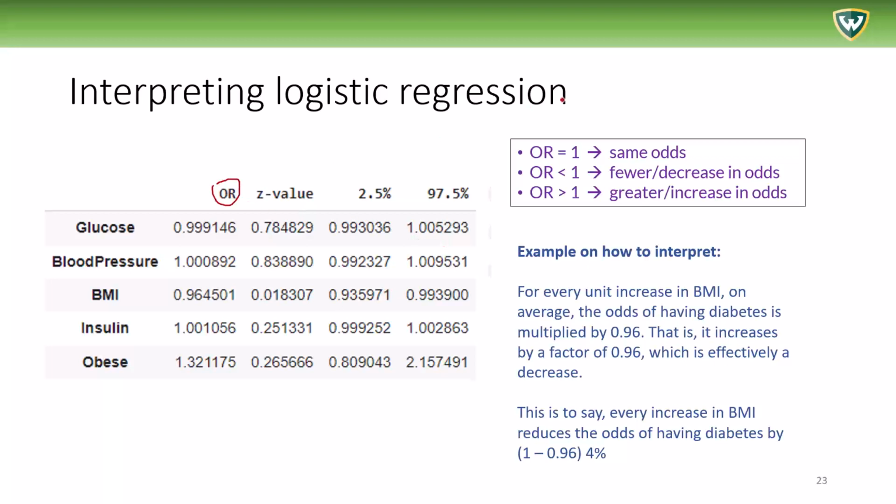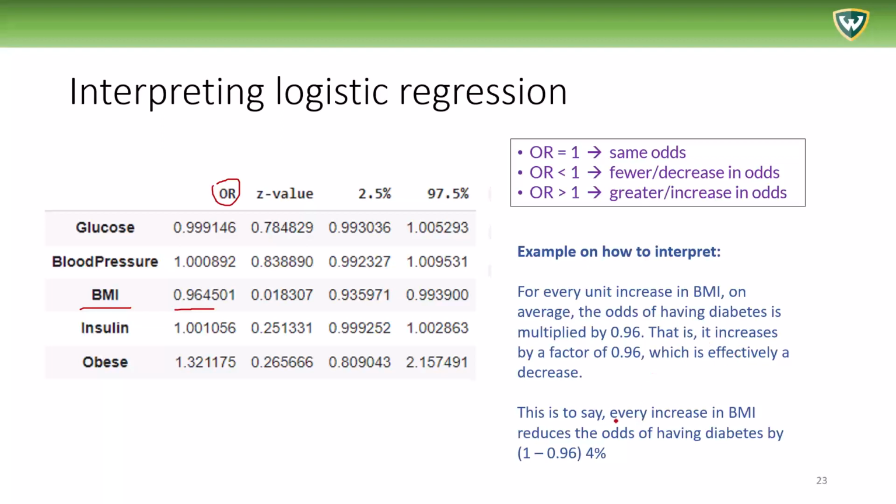So these are in odds ratio. I have some table here for you to serve as guidance. If it's equal to 1, it's the same odds. If it's less than 1, then there's fewer, and if it's greater than 1, it means an increase in odds. So let's take a look at BMI again. How to interpret this? Now the number is 0.96. So for every unit increase in BMI, on average, the odds of having diabetes is multiplied by 0.96. And because this is less than 1, this is a decrease.